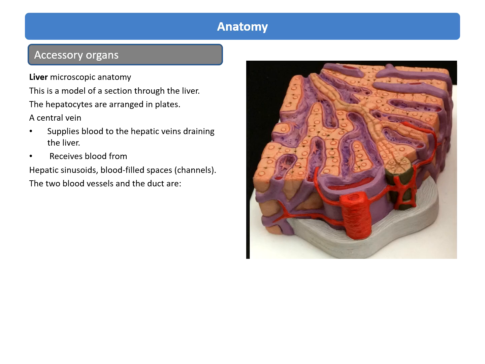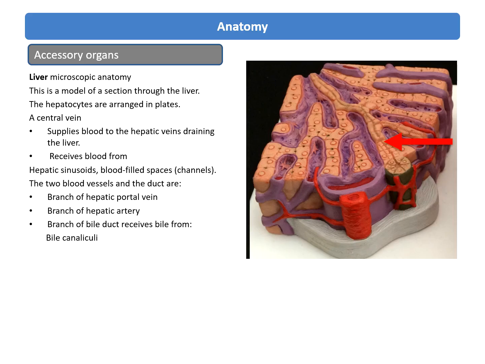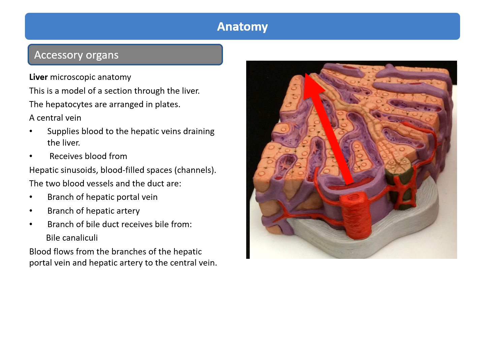The two blood vessels and the duct are the branch of the hepatic portal vein and the branch of the hepatic artery. Also, there's a branch of the bile duct that receives bile from the bile canaliculi. These are those small brown areas in the middle of the plate. Blood flows from the branches of the hepatic portal vein and hepatic artery to the central vein through the hepatic sinusoids. Bile flows within the canaliculi to the branch of the bile duct.